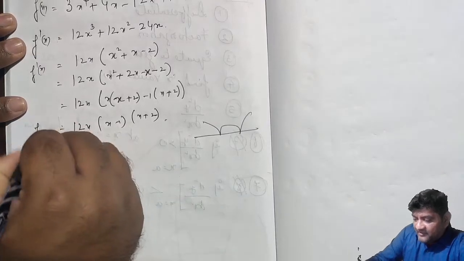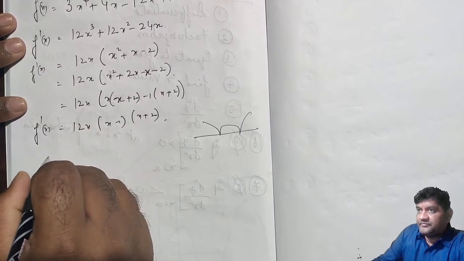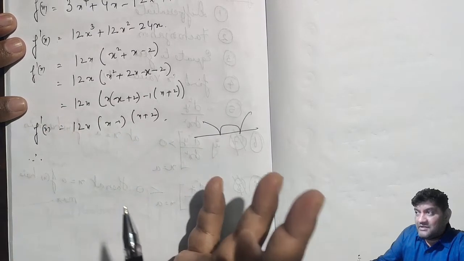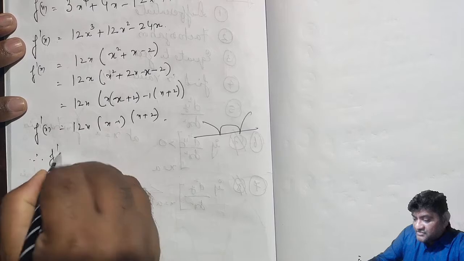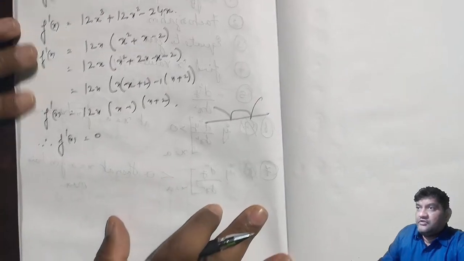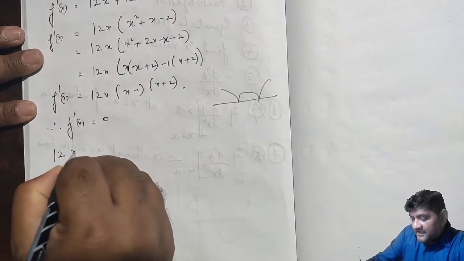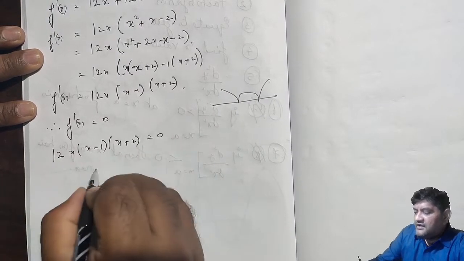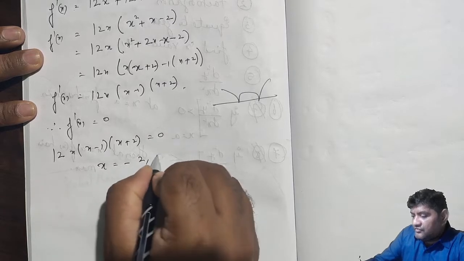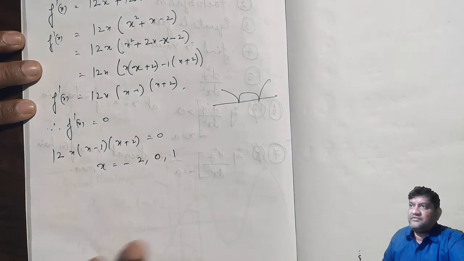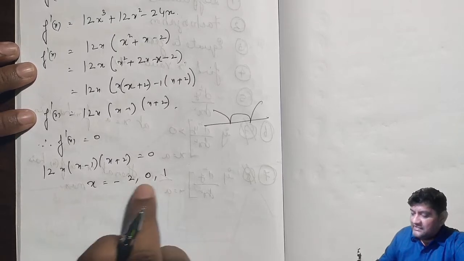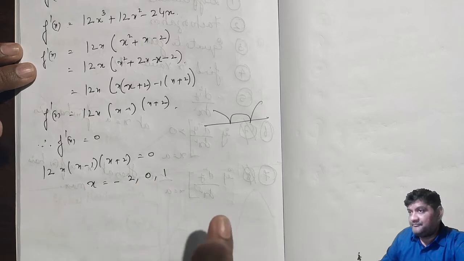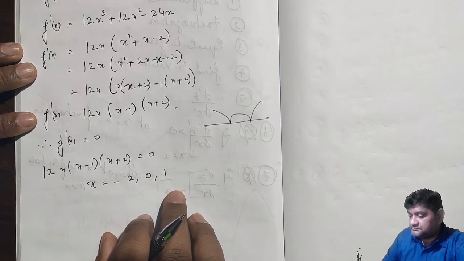And what's the next step after this? Equating it to 0. For maxima or minima, or for extremum, you can write that f dash of x is going to be equal to 0. So what does that mean? I will have 12x into x minus 1 into x plus 2 equal to 0. From here, I get the x values as minus 2, 0, and 1. These are the three values. So what does this mean? It simply means that at these 3 points of x, I will either have a maximum or a minimum. That's what it says.